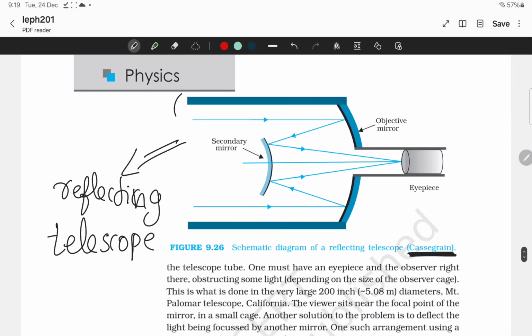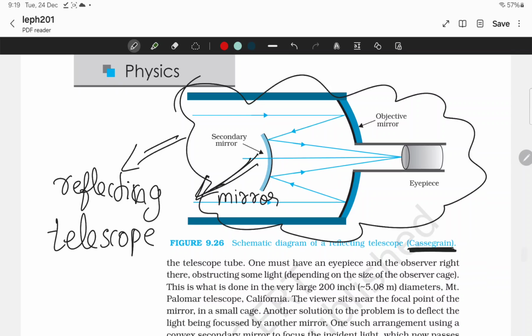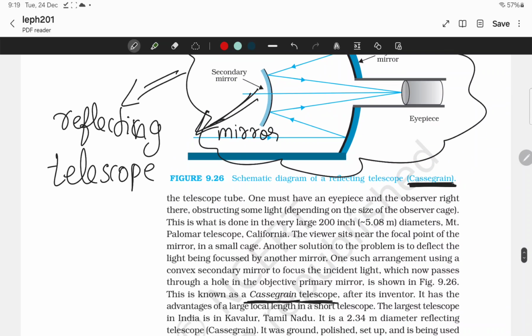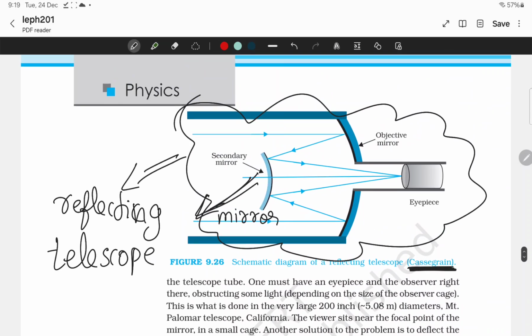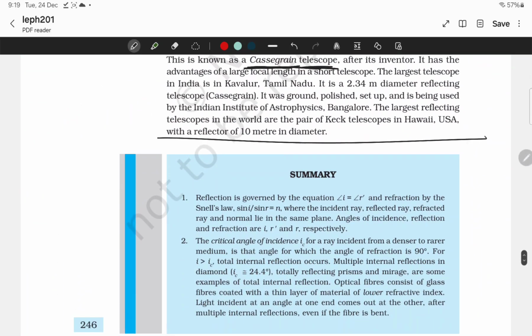So they are telling that this telescope is better because it uses what? Mirror. It is better. So please read this. The name of that reflecting telescope is Cassegrain telescope. We can read this. The thing is that here they use a mirror instead of a lens. So with this, we are coming to an end of the chapter.